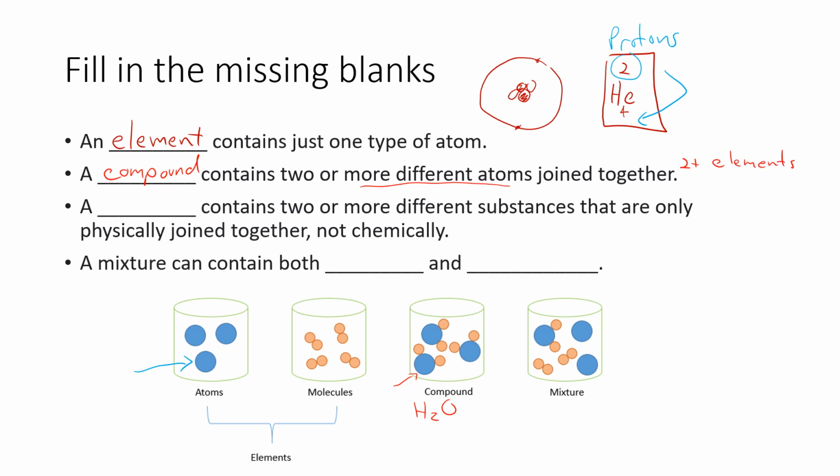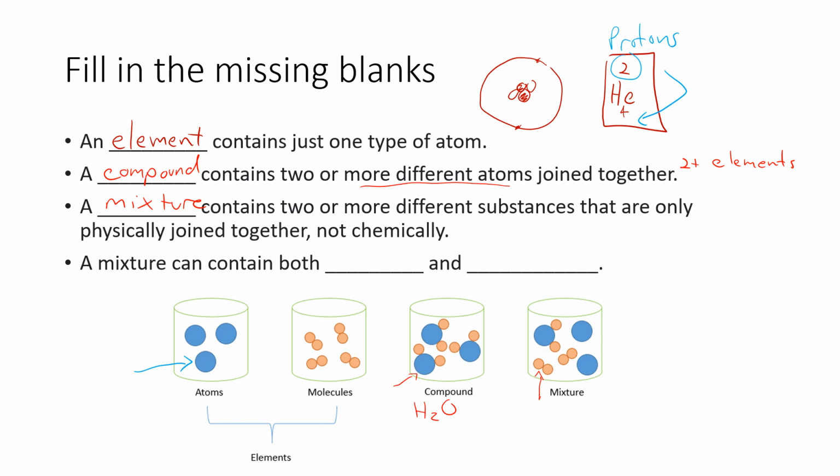Okay? Now, a blend contains 2 or more different substances that are only physically joined together, not chemically. And that would be a mixture. So everything that exists, whether it's a solid, liquid, or a gas, is going to be an element, a compound, or a mixture. If you look at this one, you'll notice that here you have 2 atoms of the same type. That does not qualify as a compound.